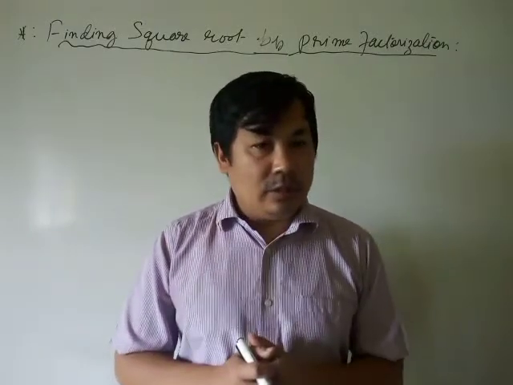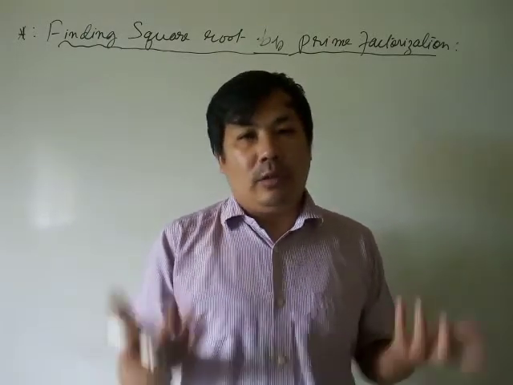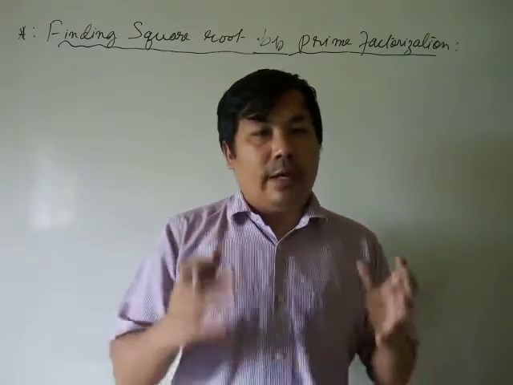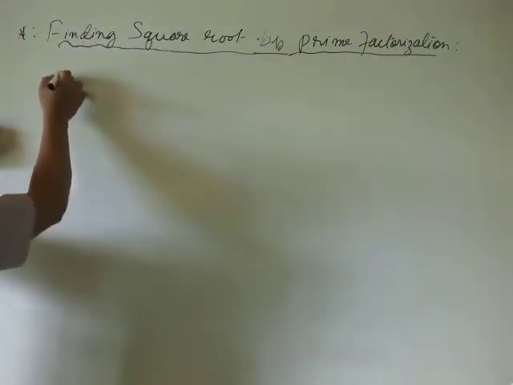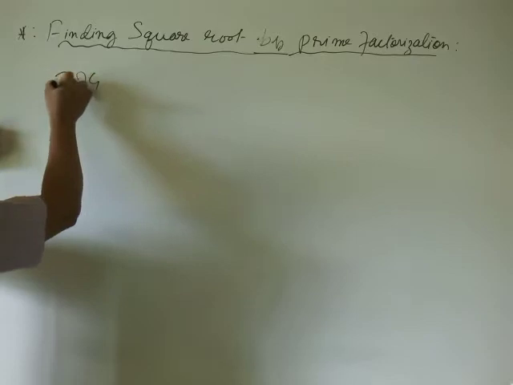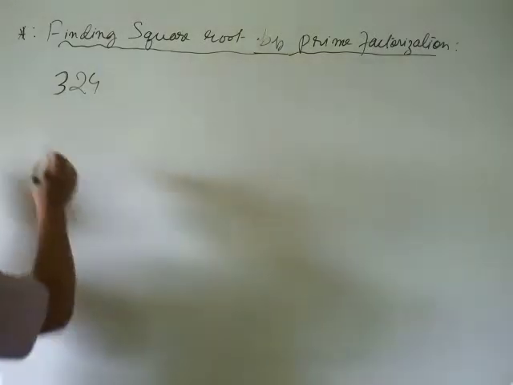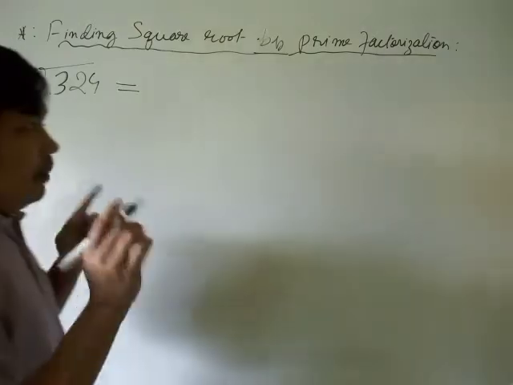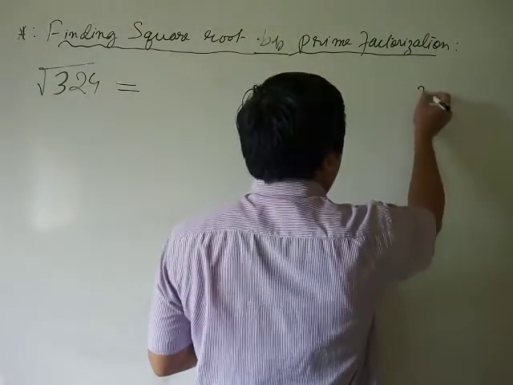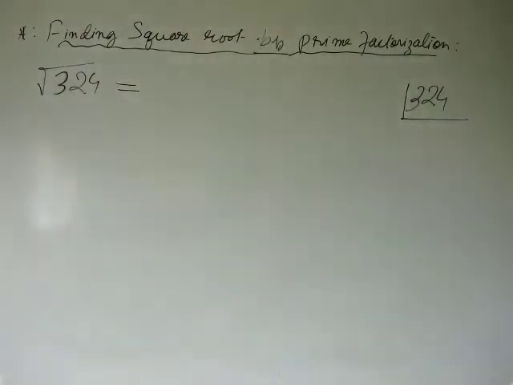The prime factorization, you know how we can do it. It's just simple division only. So let us see how we find the square root by prime factorization. Let us take one example here, 324. Let us find the square root of this 324. By factorization, it means that 324 has to be factorized.